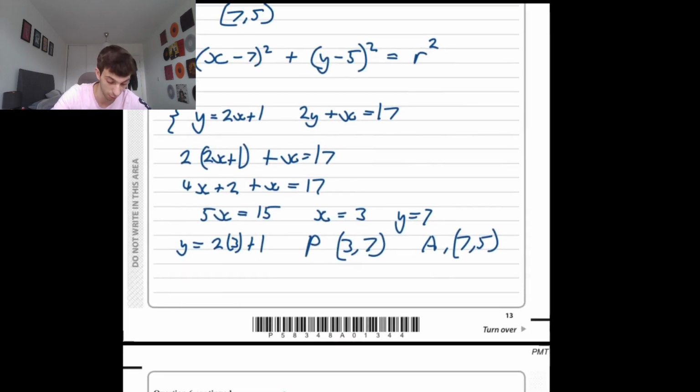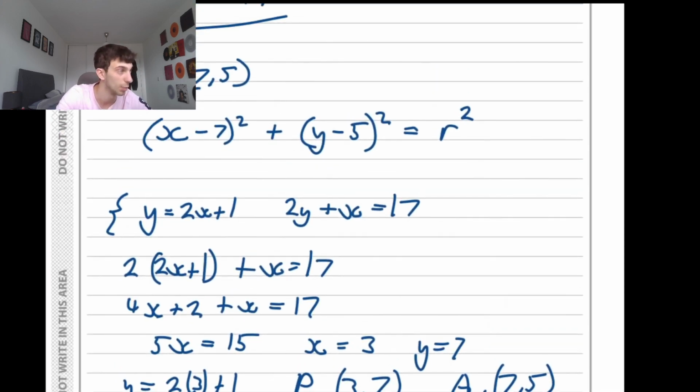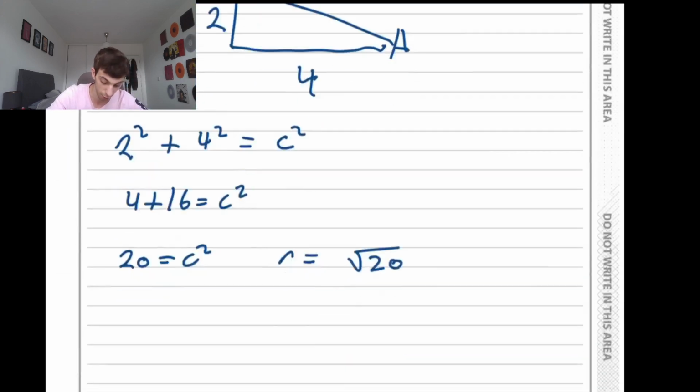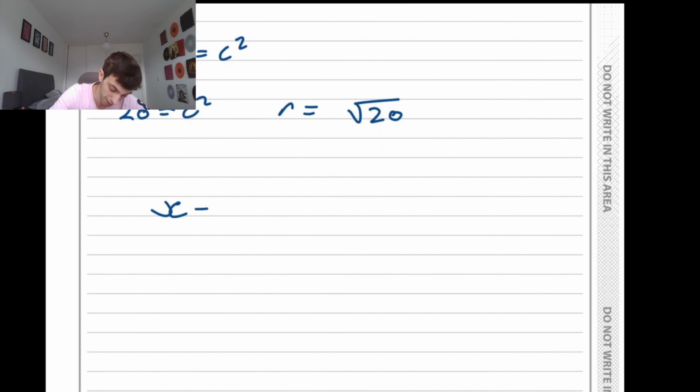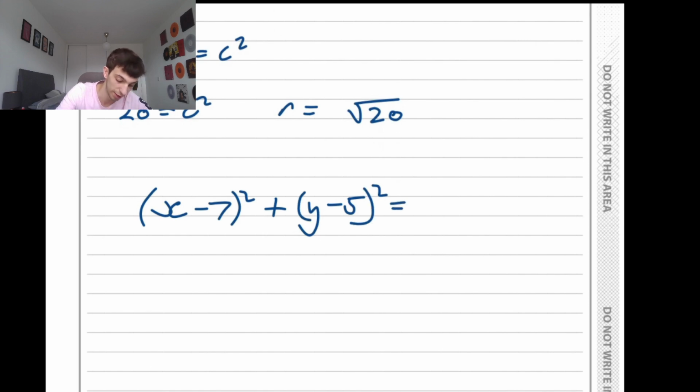However, as we know in our circle equation, as highlighted before, we write the radius squared. So our full circle equation will be x minus 7 squared, because we have that center of 7, 5, plus y minus 5 squared, will be equal to our radius squared. Our radius is root 20, so our radius squared will be 20.